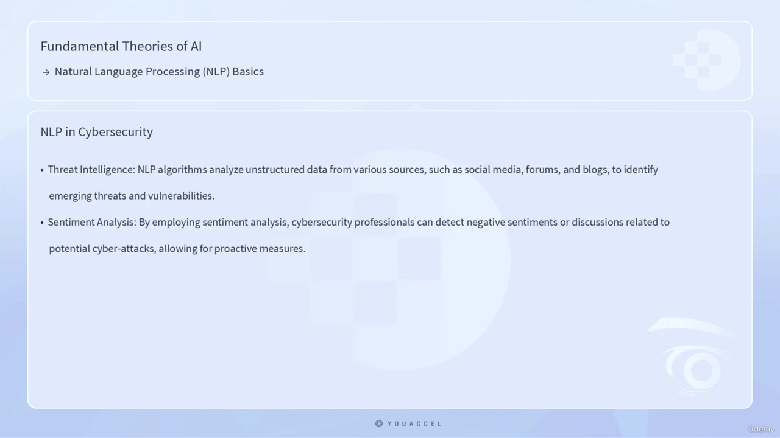NLP's application in cybersecurity is vast and growing. One significant application is in threat intelligence, where NLP algorithms analyze unstructured data from various sources such as social media, forums, and blogs to identify emerging threats and vulnerabilities. For instance, by employing sentiment analysis, cybersecurity professionals can detect negative sentiments or discussions related to potential cyber attacks, allowing for proactive measures.